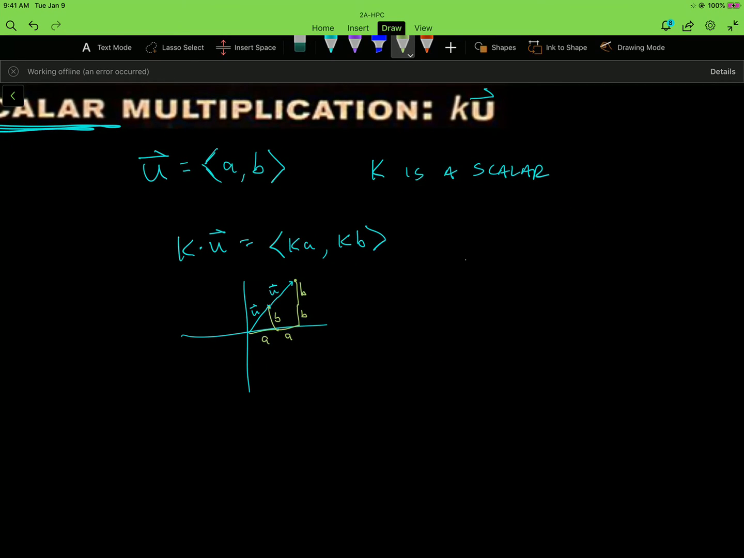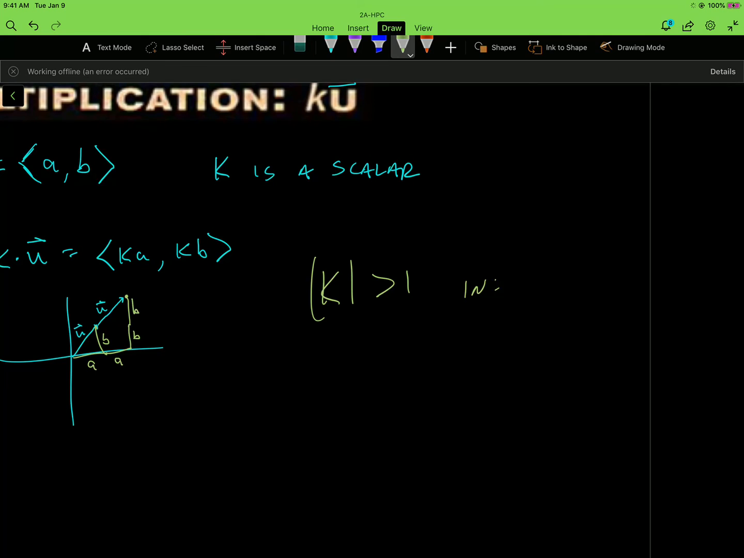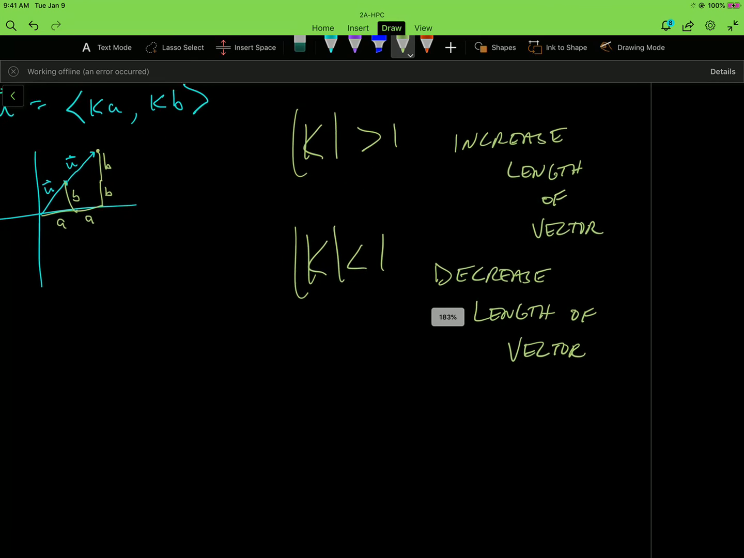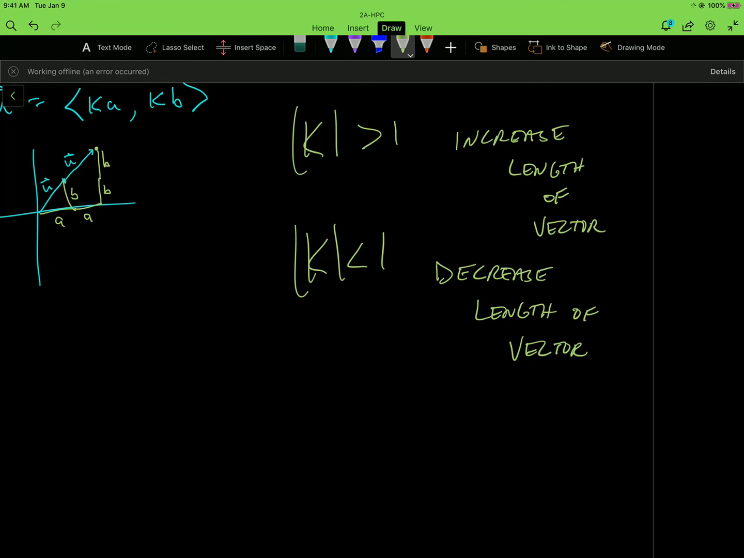Okay, so if the absolute value of the number you're multiplying by is bigger than 1, it's going to increase the length of our vector. If the absolute value of k is less than 1, it's going to decrease the length of our vector. If it's equal to 1, then it doesn't change anything. The length is the same.